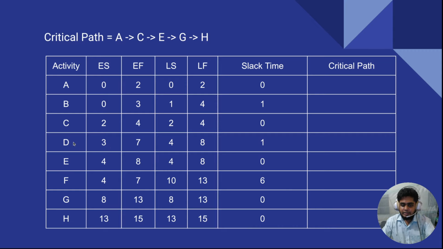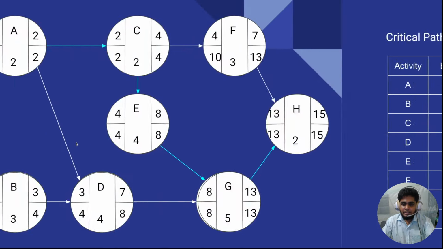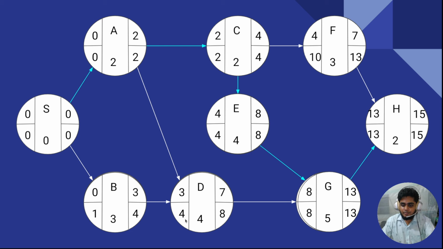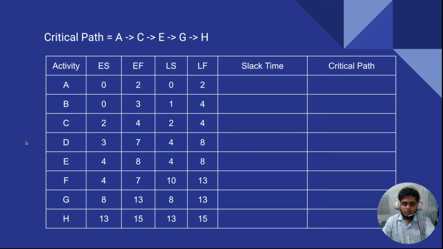For example D, if I have a look at D, 4 minus 3 is equal to 1. So 1 is the slack time for activity D. Just put it here: activity D, 1. Similarly, you have to calculate the other values. A to C, E to G, and G to H, all those values are 0, and you have to calculate the rest of those values.